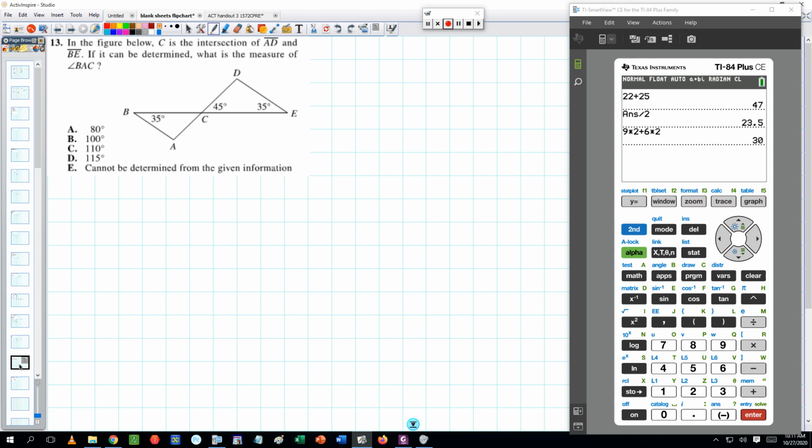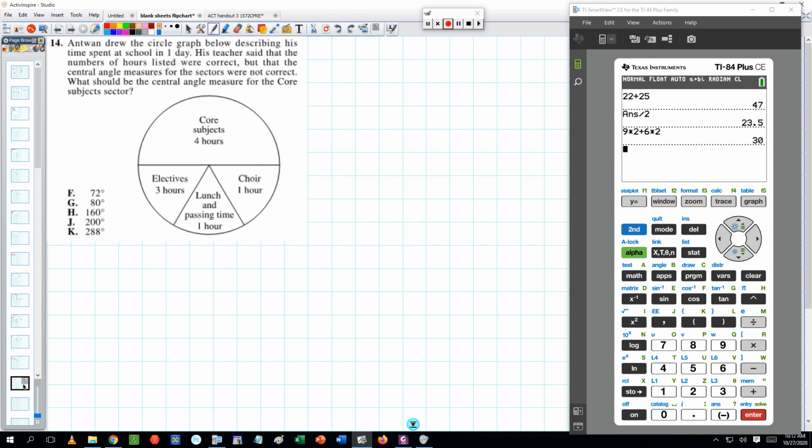In the figure below, C is at the intersection of segment AD and segment BE. If it can be determined, what is the measurement of BAC? That middle letter is the important one. So here's our angle. All your angles add up to be 180 inside of a triangle, and this angle is the same as this one. They are vertical. So these 3 angles must add up to be 180. So 35 and 45 make 80. 180 minus that 80 is 100. That is angle A. It's also angle D up here.